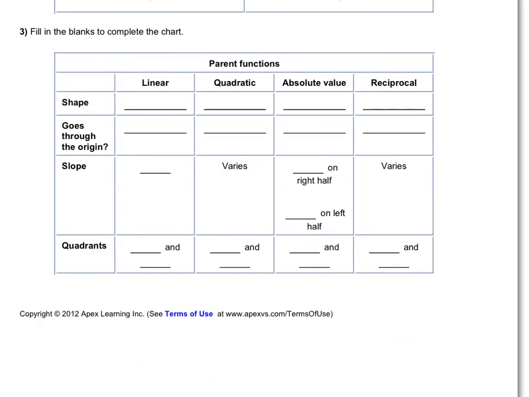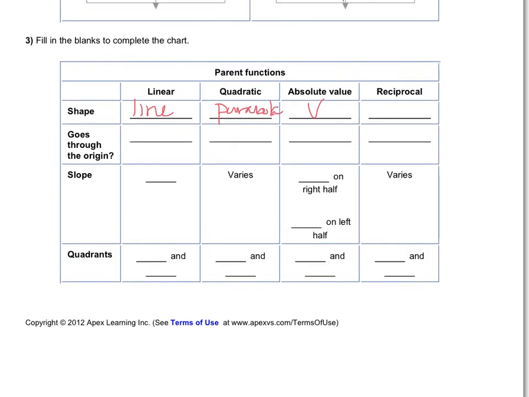So, every linear function is a line. Every quadratic is a parabola. Every absolute value is a V. And every reciprocal is going to look like this. I can't really describe it, so I'm just going to have to draw it for you. It looks like that.